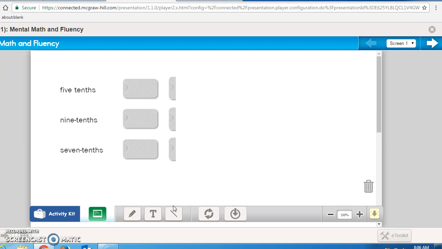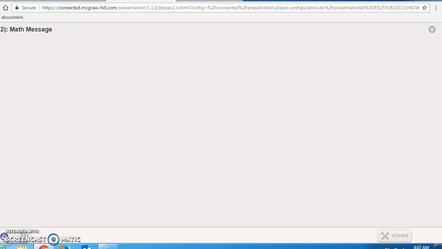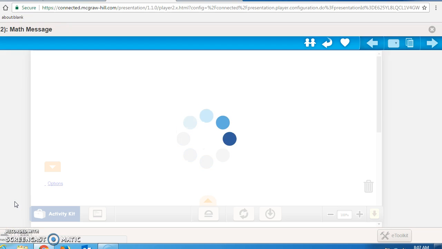Write the decimals on a piece of paper, a Post-it note, and bring it to me so I know that you know how to write 5/10, then 9/10, and then 7/10. Notice I'm not going to show you the answer because I want you to bring it up to me so I know for sure you are understanding this skill.